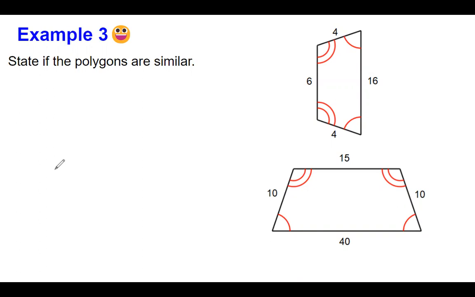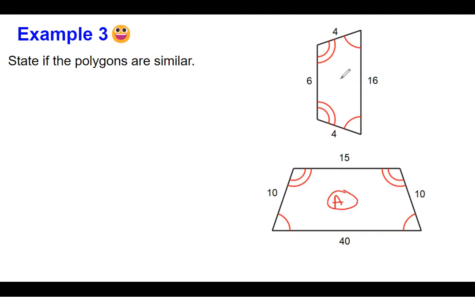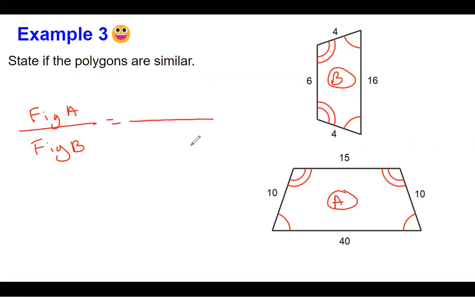Are they proportional? What sides do you want to make proportional to each other? Which one do you want as your first figure and your second figure, A and B? So this one is A, and this one is B. It doesn't matter, guys. You choose how you want to create your ratio. So figure A, figure B. Whenever you choose enlargement or reduction, it doesn't matter.